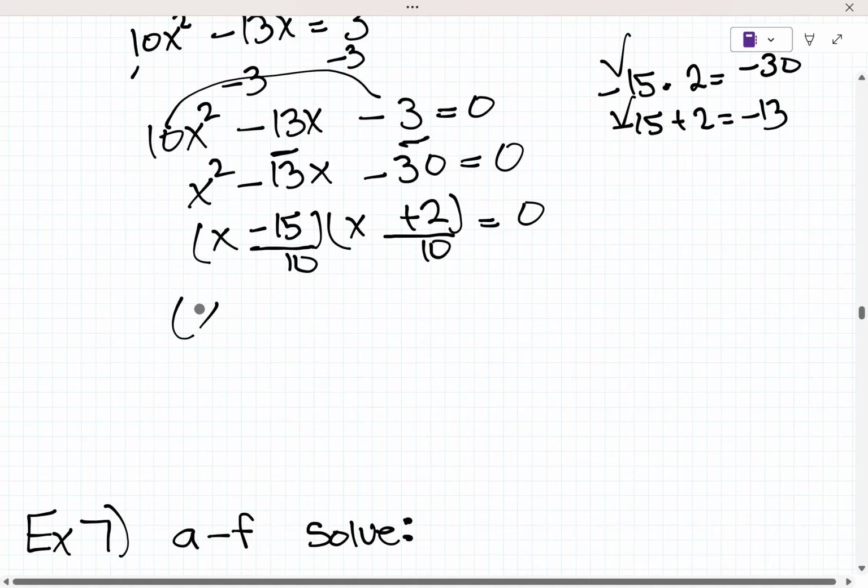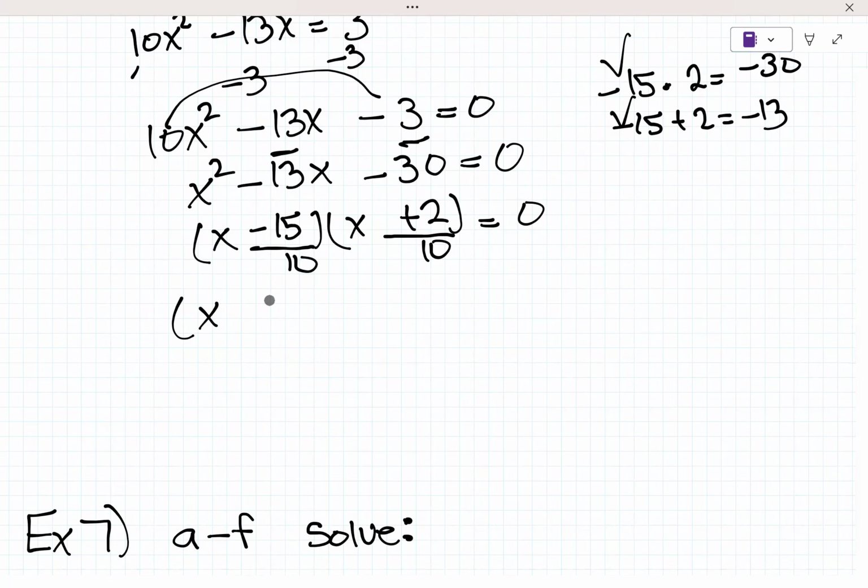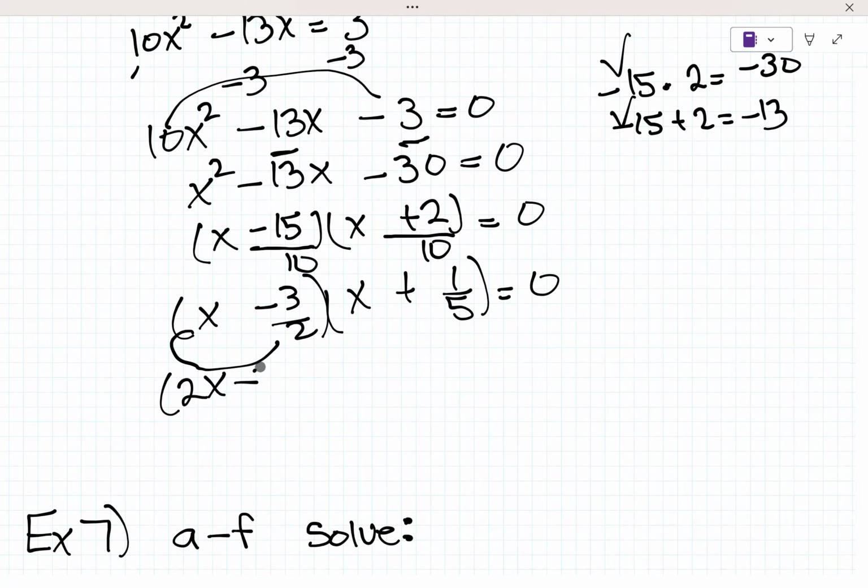Okay. Can negative 15 over 10 be reduced? Yes, by 5. So this is going to be negative 3 over 2. And then can 2/10 be reduced? Yes, by 2. So this would be 1/5. And then over here, what you want to do is put the 2 in front of the x. That's 2x plus 3. And then over here, we put the 5 in front of the x. That's 5x plus 1. Okay, so when you actually solve for it, you're going to get x equals negative 3/2 and x equals negative 1/5.